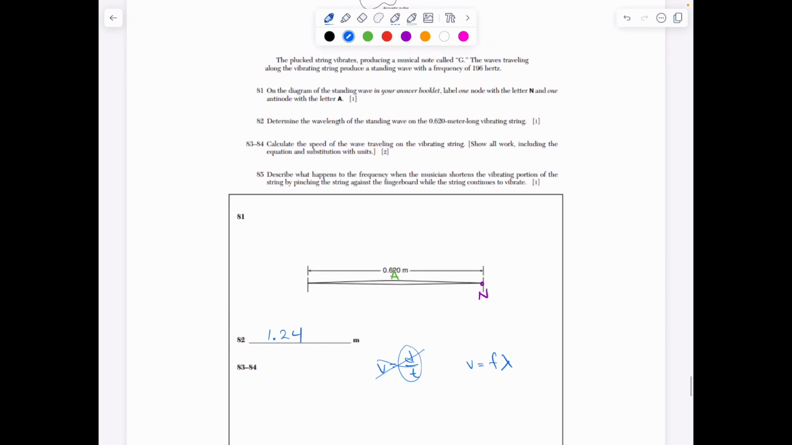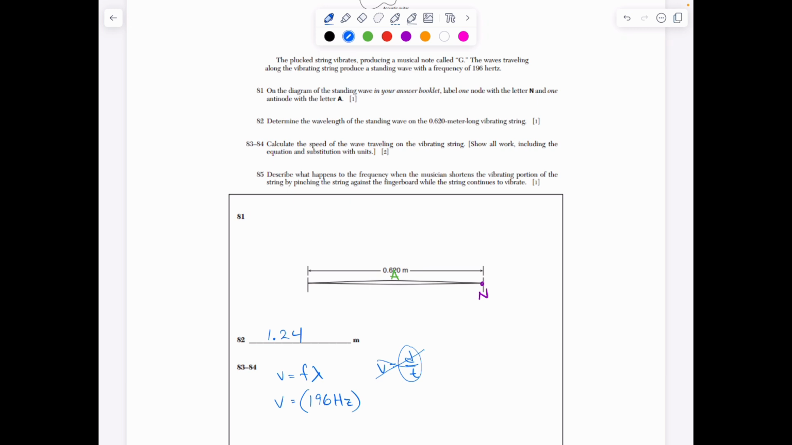Sure, they gave it to us in the problem. So our frequency, I should put this over here on the left. Let me move it over. Okay, that's the formula we need. Our velocity, or speed, is what we're looking for. 196 hertz. And then wavelength. So notice, wavelength is used in this calculation.